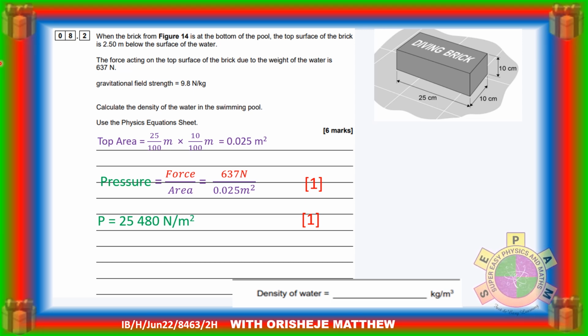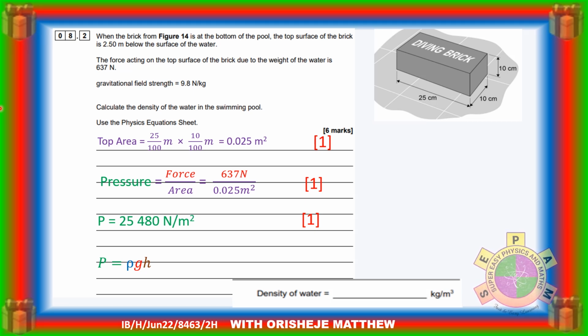So we are using this formula, understanding that pressure is equal to the density of the liquid, the blue, multiplied by the gravitational field strength, red, then multiplied by the depth under the liquid, which is the brown. So we are looking for the density of the water in the swimming pool. So we are going to make density, the blue, the subject of the formula.